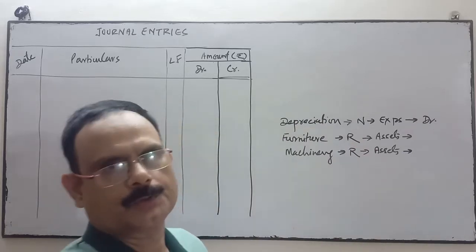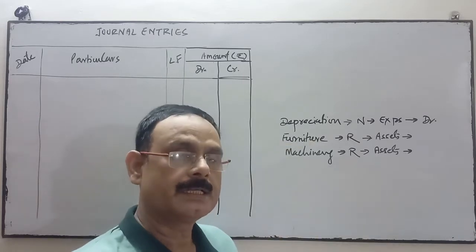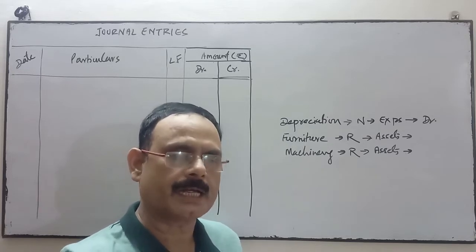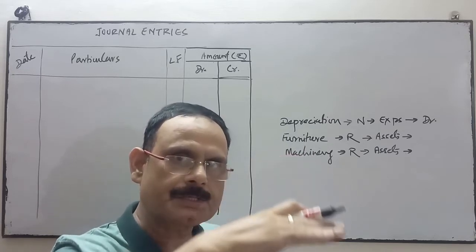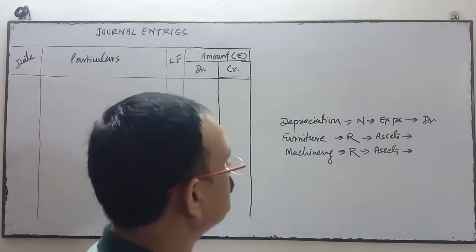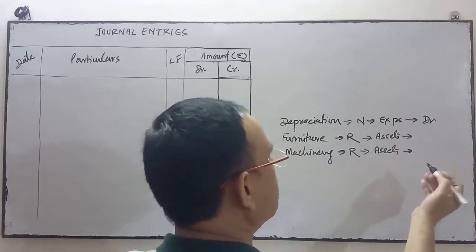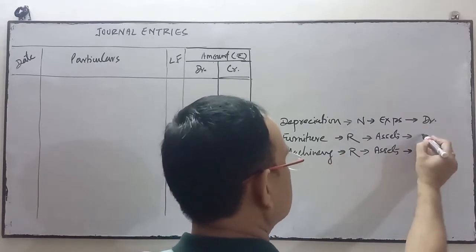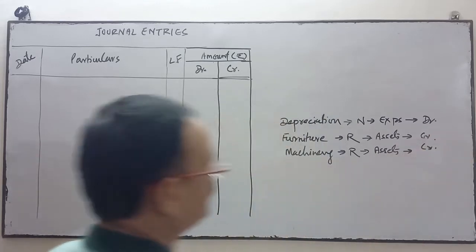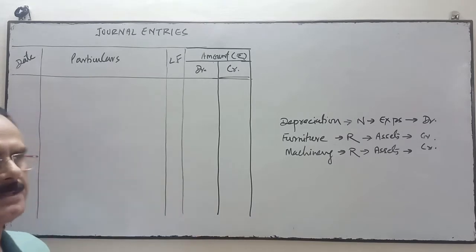The asset does not go out from the business. It is inside the business, and we are using that asset, but at the same time the value of the asset has decreased. So it is similar to what goes out is credit, meaning the value has decreased. That's why these two accounts will be credited. The value decreases, it does not go out, but the value decreases.